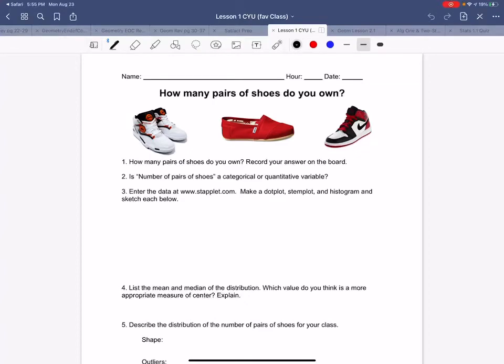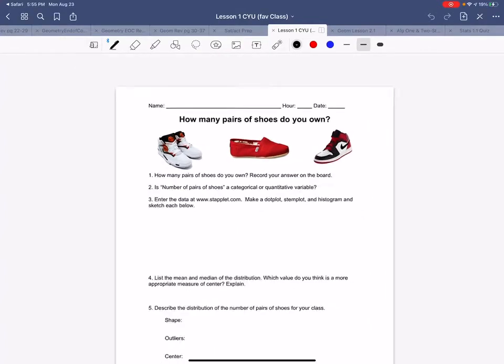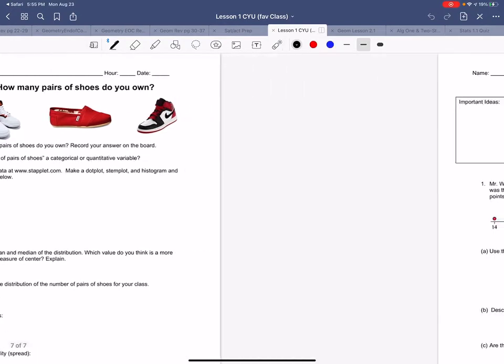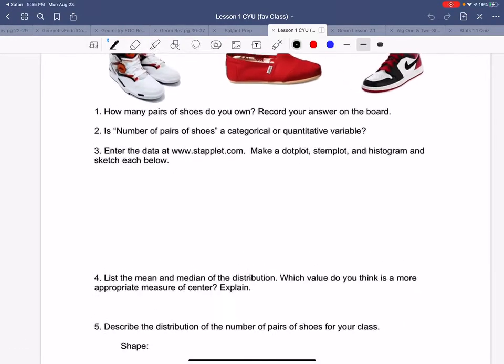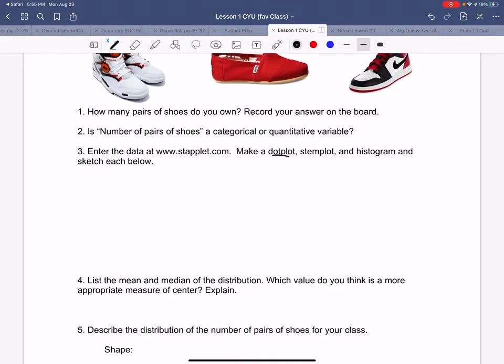Hey guys, we took a quiz and then we did this activity: how many pairs of shoes do you own? Depending on the class, the data was different, but you should have a dot plot, a stem plot, and a histogram. If you were absent from class, you can create this data. You can kind of guess what people would say.